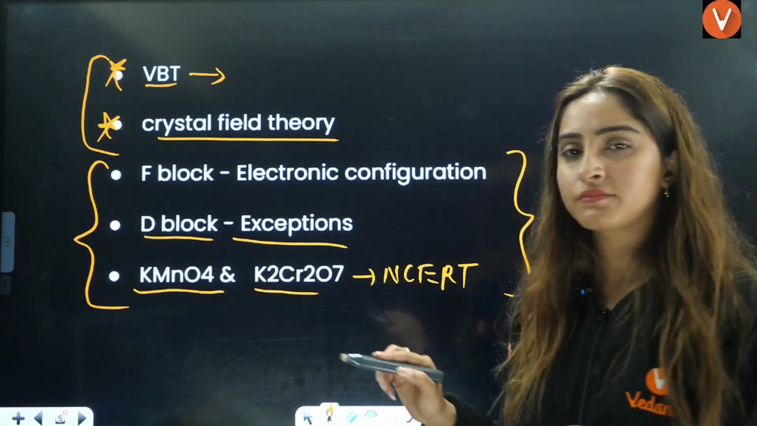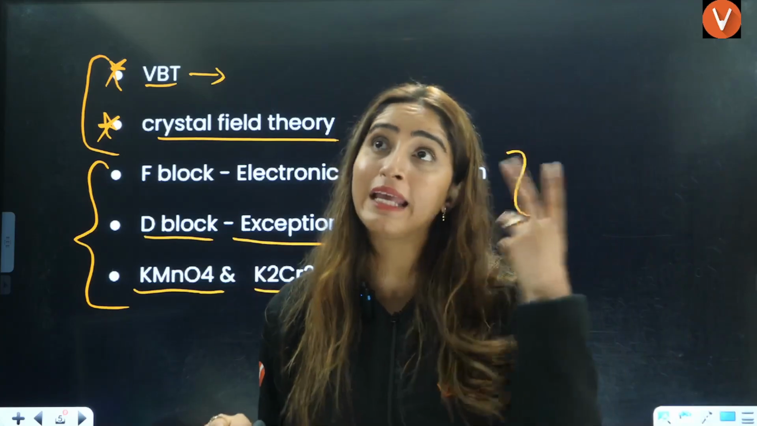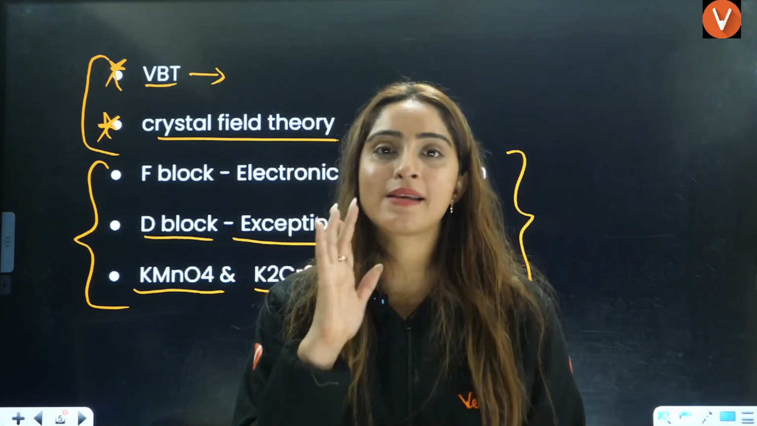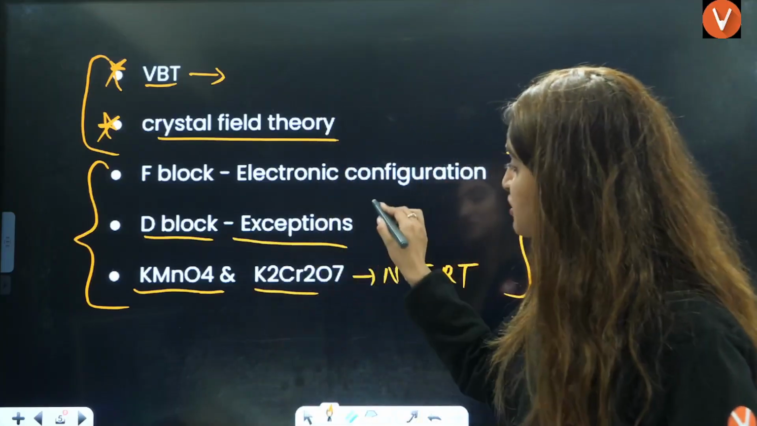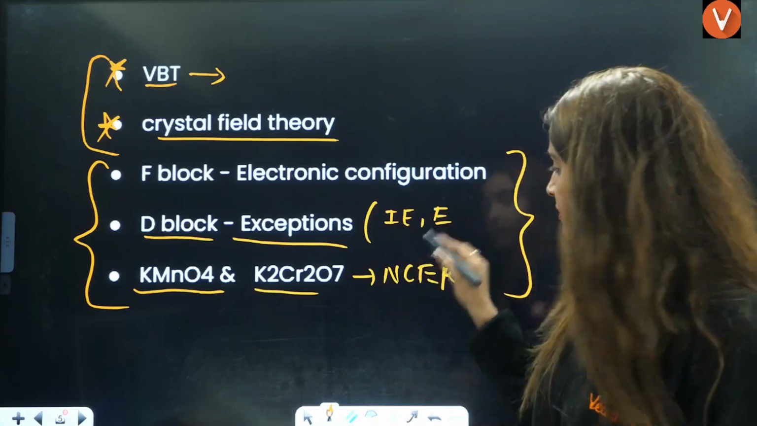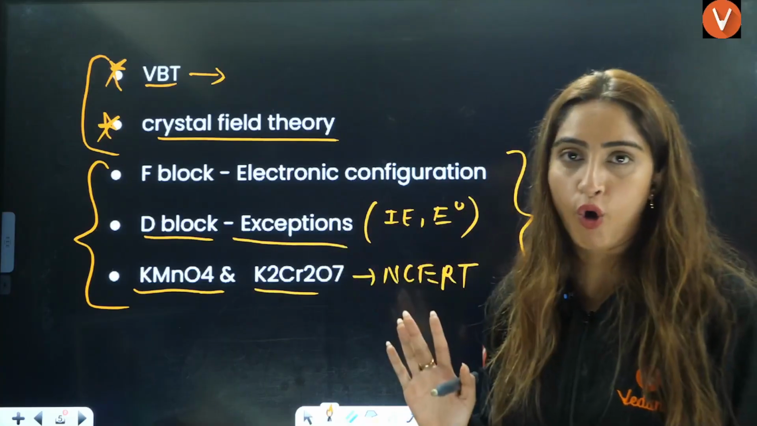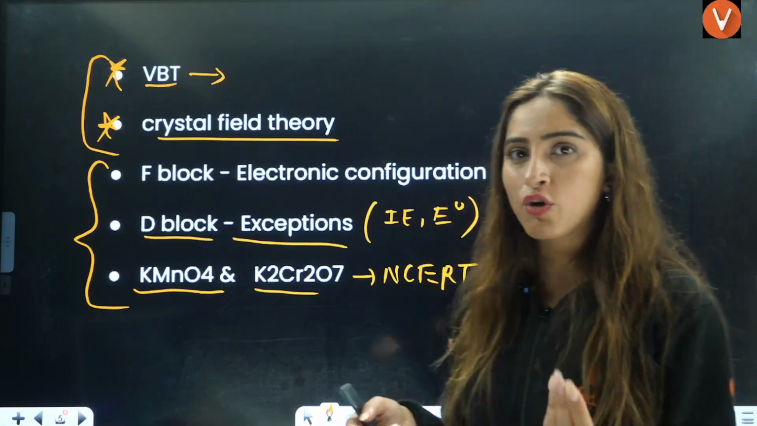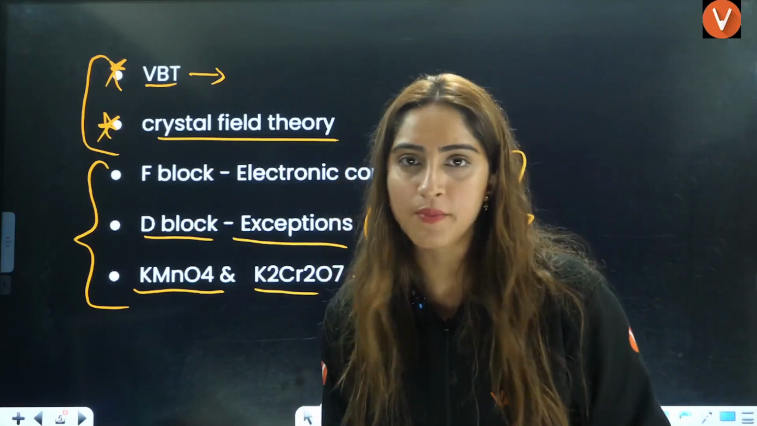D block, I would suggest, if you are thinking of that, ma'am, which is the most important topic from here, then do the exceptional trends here. Especially the ionization energy and electrode potential thing you have to know from D block, right? That is based on electronic configurations only. So if you know the electronic configuration of D block, it will be very simple for you.